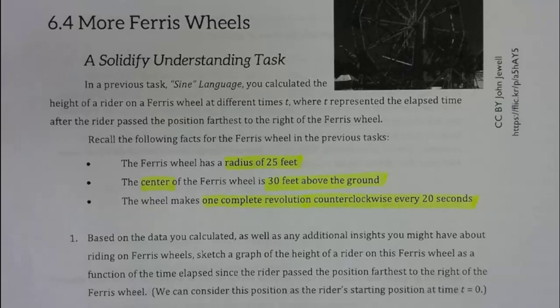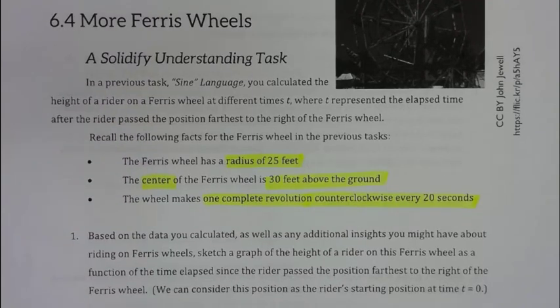So the important facts about our Ferris wheel that we've used before is that the radius is 25 feet. The center of the Ferris wheel is 30 feet above the ground. The wheel makes one complete revolution counterclockwise every 20 seconds. All three of those pieces of information will be important when we're going to try to graph this and also figure out our equation too.